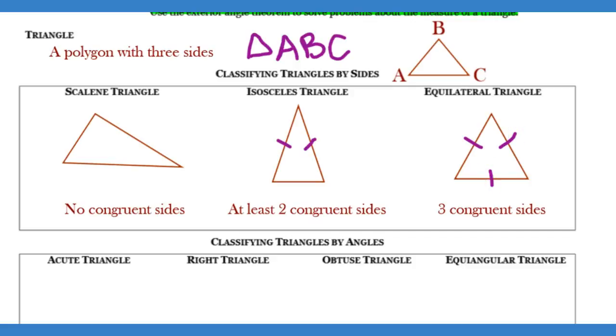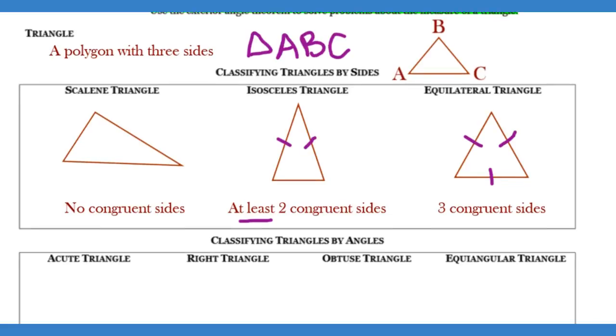Now one thing I want you to notice is that if you have an equilateral triangle, it is also isosceles, because an isosceles triangle has at least 2 congruent sides. That's the minimum. And since an equilateral has 3, it can also be characterized as isosceles. Equilateral is the best name, but if you had to list all names, you could list both.